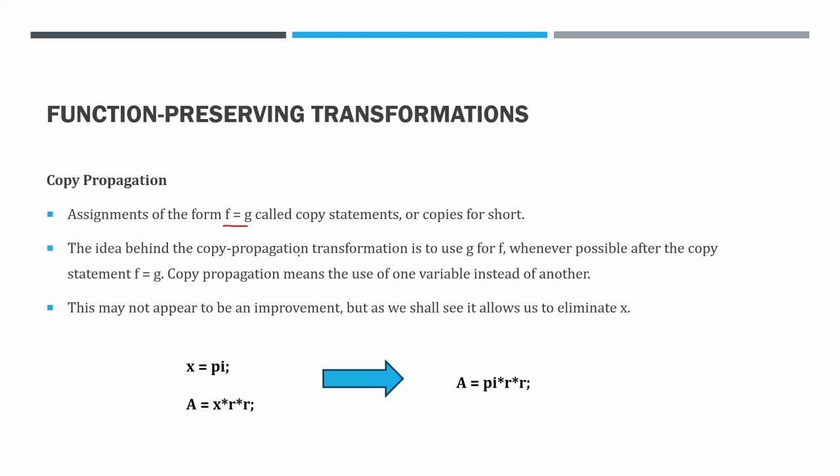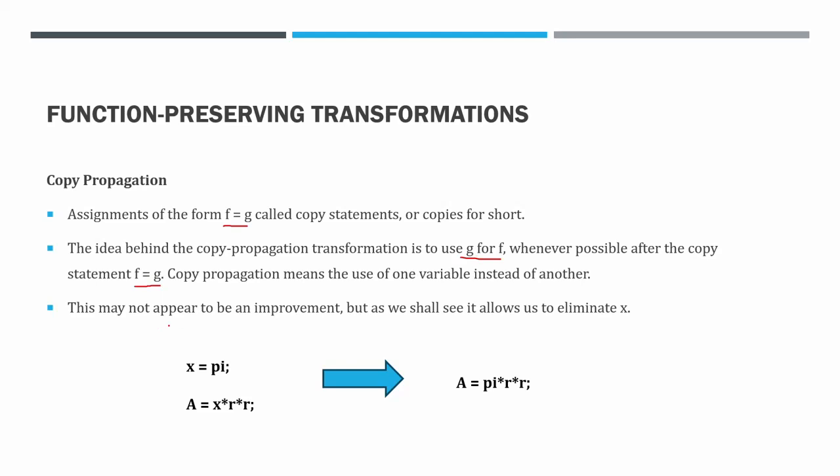So the idea behind the copy propagation transformation is to use g for f. This is the meaning for it. Wherever it is possible, after the copy statement f is equal to g, copy propagation means use of one variable instead of the other, here using g instead of f. That is what we say.